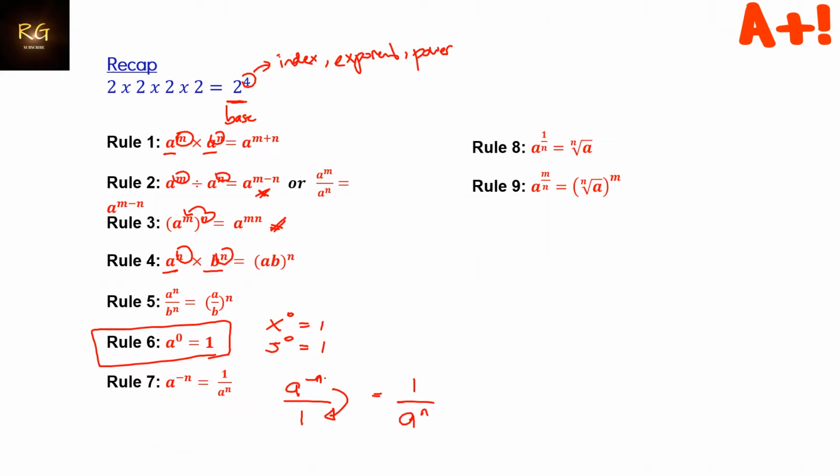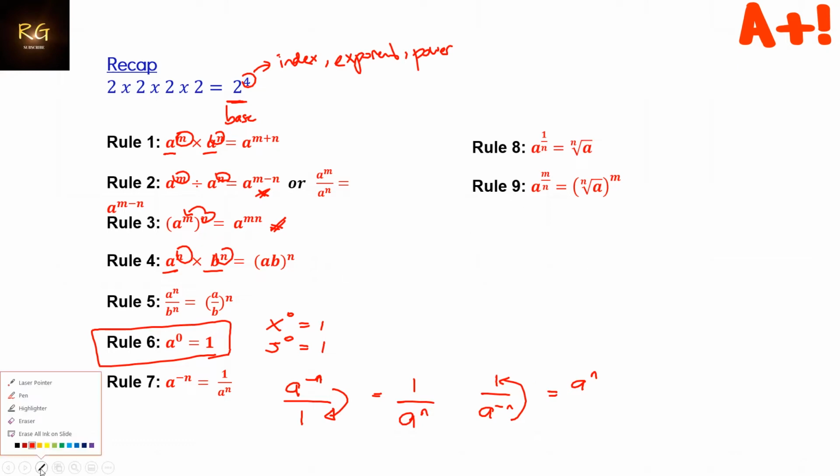Just the sign changes. The same thing applies when you want to make a fraction become an index. For example, 1 over a to the power of negative n. If you want to remove this negative, you can simply move this a to the power of negative n to become the numerator. So it will become a to the power of n. You just need to change the sign. Pretty straightforward actually.